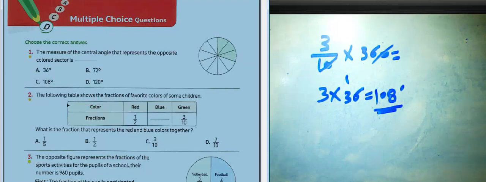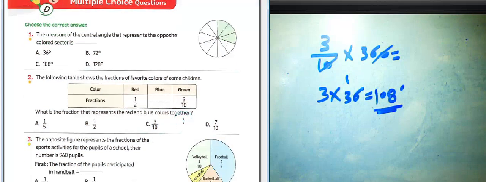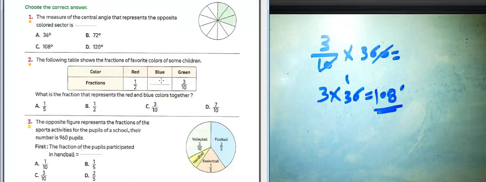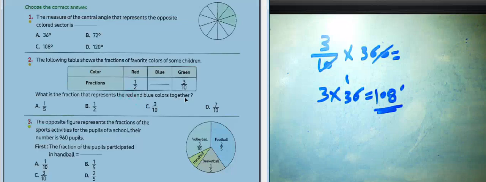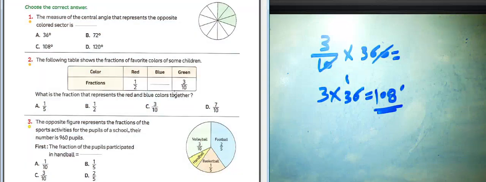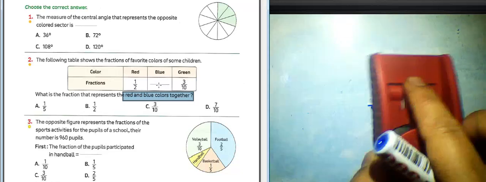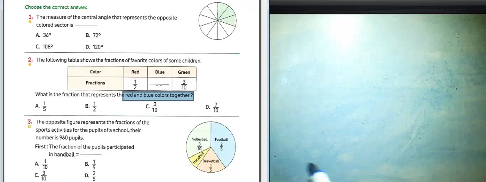Number 2. The following table shows the fraction of the favorite colors of some children. Red is half, blue is blank, and green is 3 over 10. What is the fraction that represents the red and blue colors together? He asked about what? Blue and red. Look at this question. First, we must find the fraction about blue. To find it, we must add half to 3 over 10 and subtract the result from 1, because the whole one here is the total. It represents 100% or the whole one.